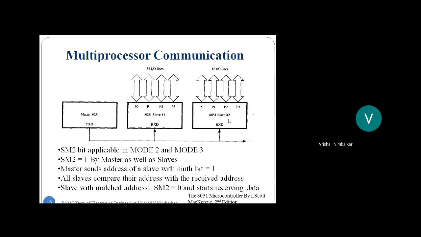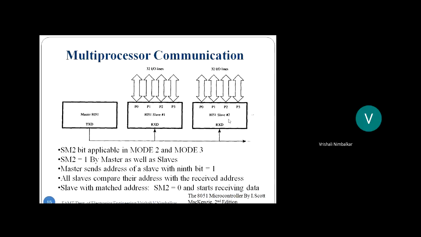Is that okay? Now, whether the master is sending an address or sending data is indicated by the 9th bit. While preparing the UART frame, the master will set the 9th bit, indicating it's an address. Correct? And while sending the data, the master will clear the 9th bit, indicating it is now sending data.